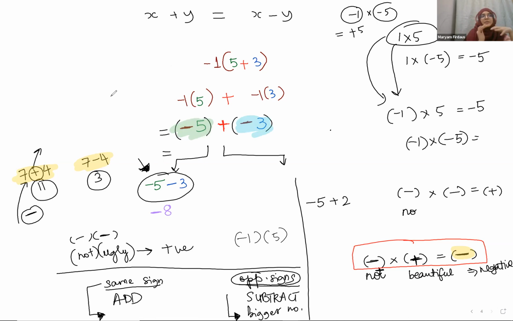So if you have -5 and then -3, what will it become? Just think about it: you have 5 of something that is negative, you have 5 negative things, and then you have 3 negative things, and then you're adding them. You are combining them, getting more negative things. And how many? 5 negative things and 3 negative things. You're combining them. How many negative things do you have now?